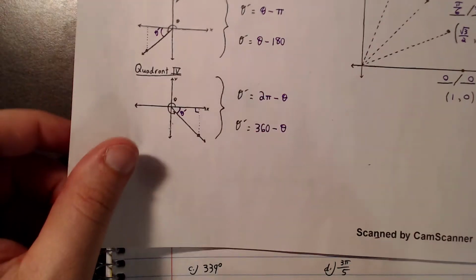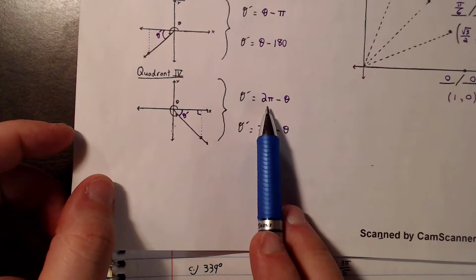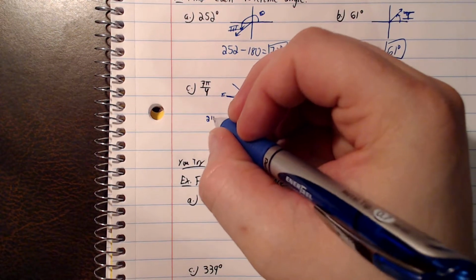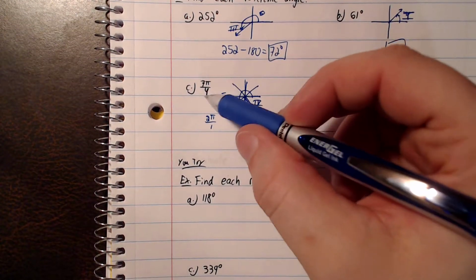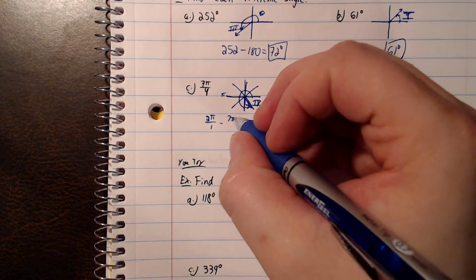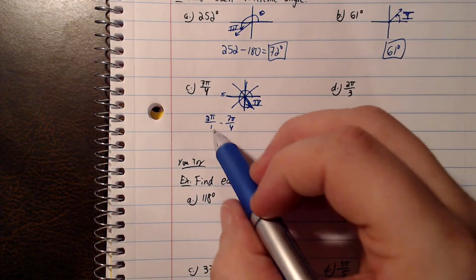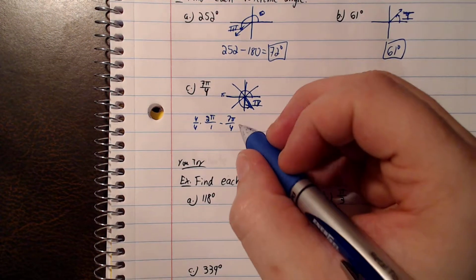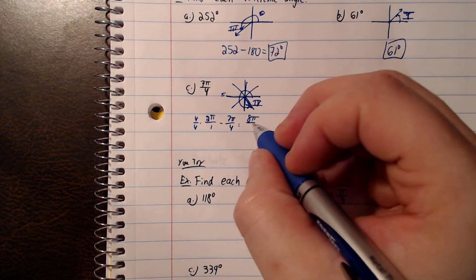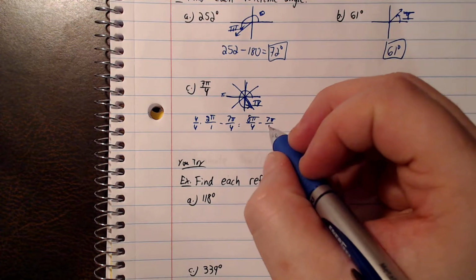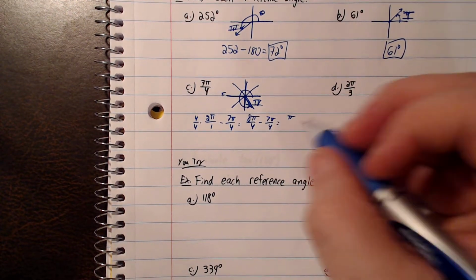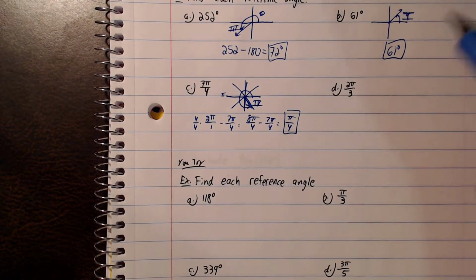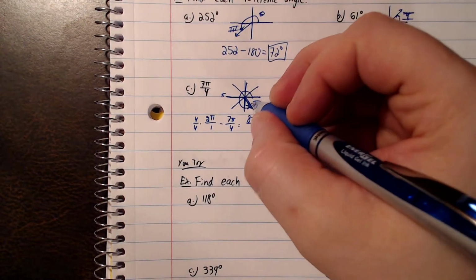Okay, quadrant 4, we're working in radians, so we want 2 pi minus theta. Alright, 2 pi. I'm going to put it over 1. I'm doing that because I notice I'm working with a fraction. Minus 7 pi over 4. I need to multiply by 4 over 4 to make my denominators match. So let's see. 8 pi over 4 minus 7 pi over 4. 8 minus 7 is pi over 4. That's our reference angle. That's this angle right here.